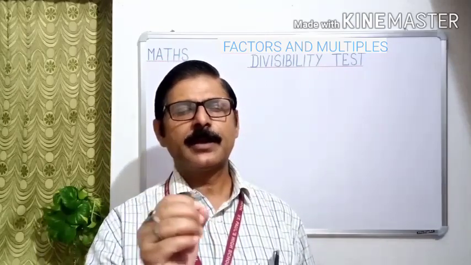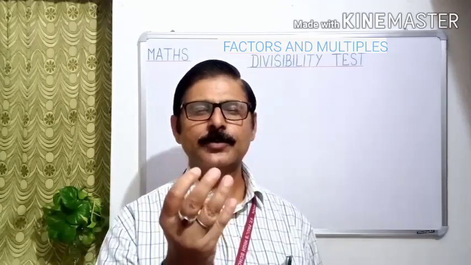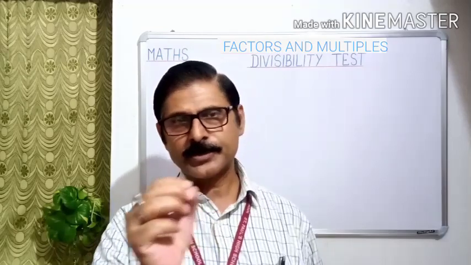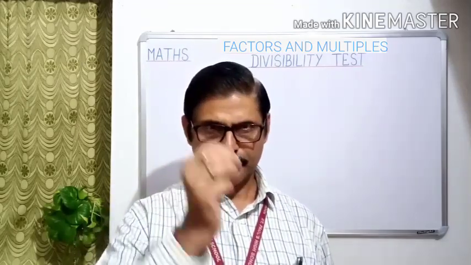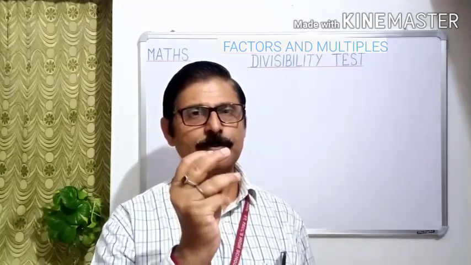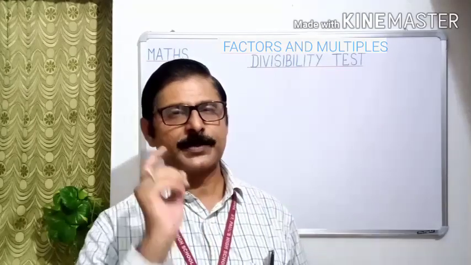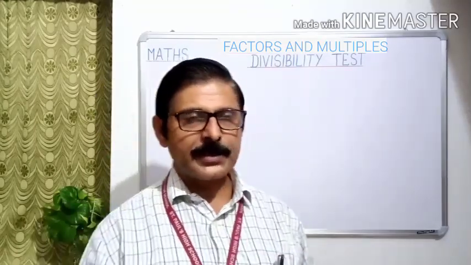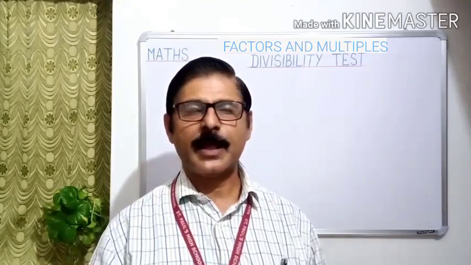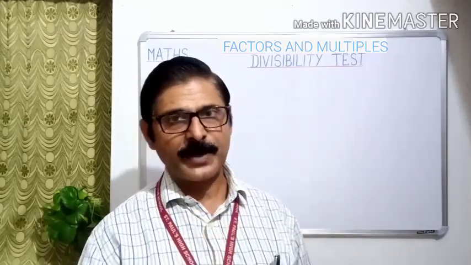For 2, we said a number is divisible by 2 if it has 0, 2, 4, 6 or 8 in its ones place. For 3, a number is divisible by 3 if the sum of the digits of the number is divisible by 3.